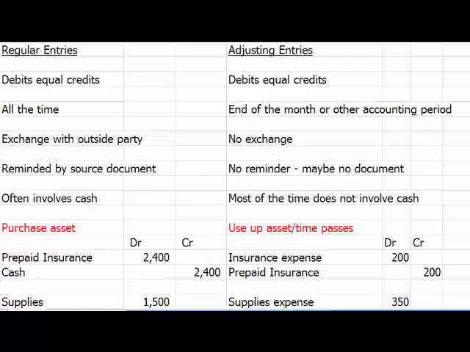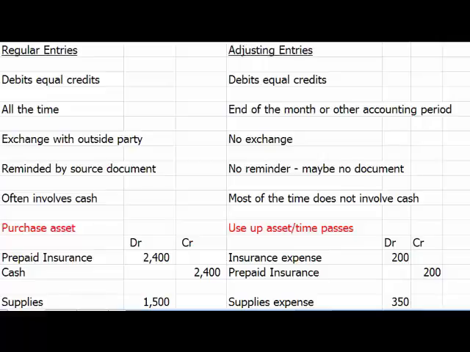Hello class. Our little review for today is about adjusting entries and how they compare to regular entries to help you reinforce your understanding of these two concepts. So I've made a list here of some characteristics and some examples so we can go over them together. On your left, as a column with regard to regular entries, on your right, column E is adjusting entries.